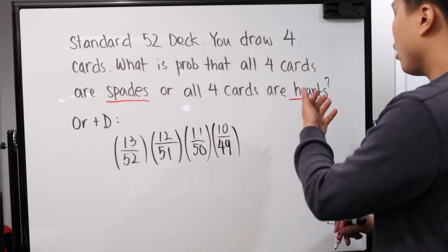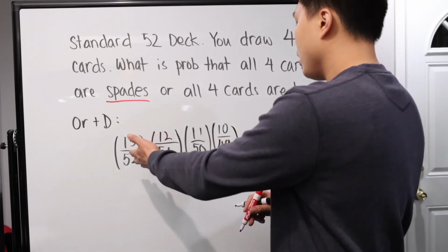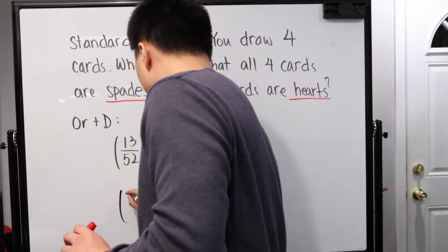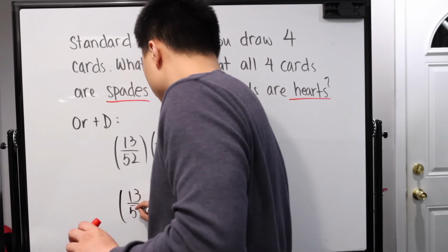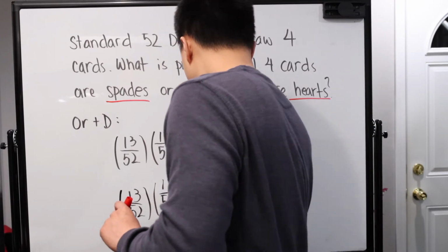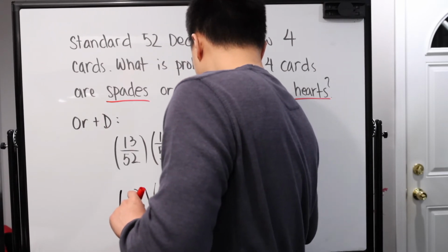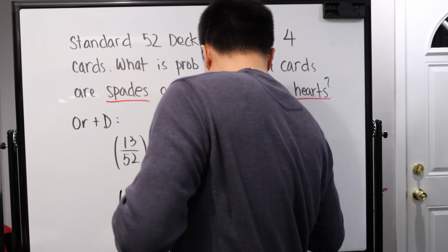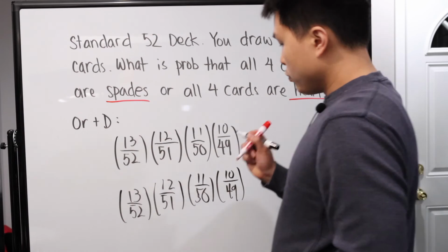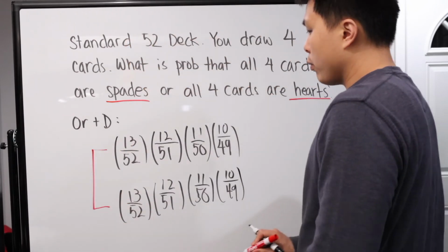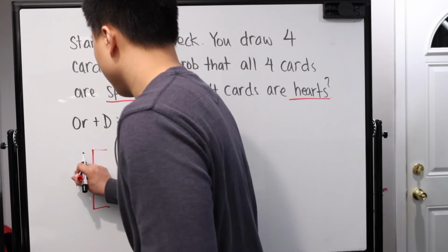Luckily, hearts is another suit, right? So in other words, it's going to be the same probability. So in that case, it's going to be 13 out of 52, 12 out of 51, 11 out of 50, and 10 out of 49, right? That's the second one. Well, what we're going to do is we're happy with either one of these situations, so all we have to do is just add this probability together, right?